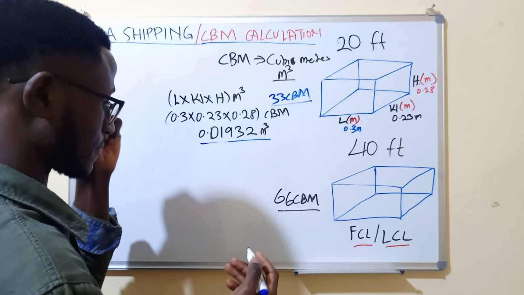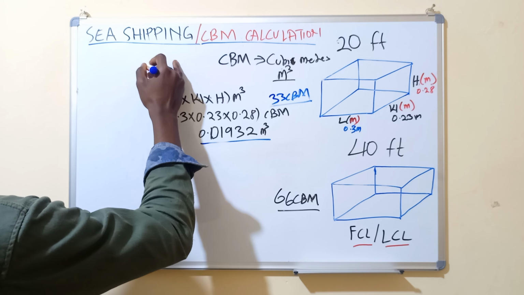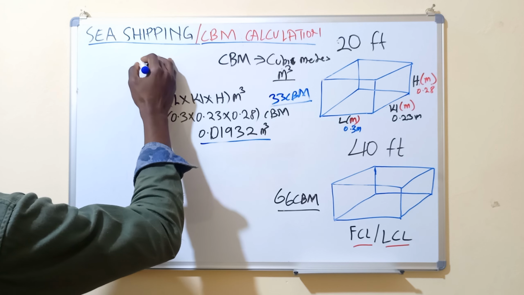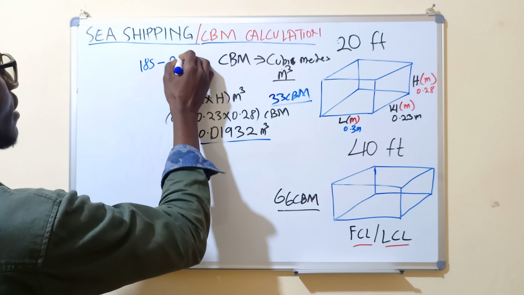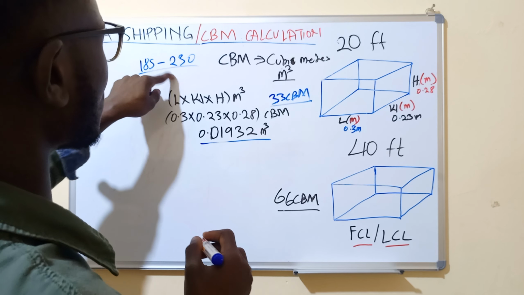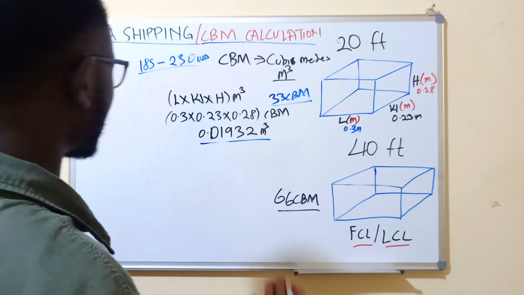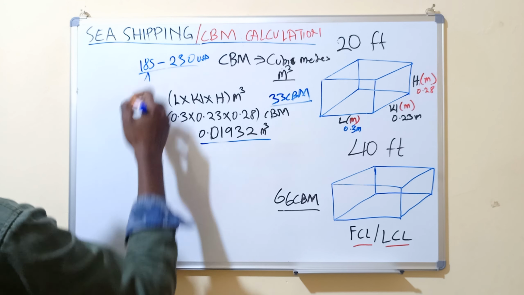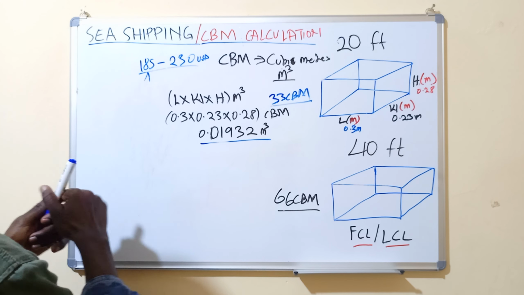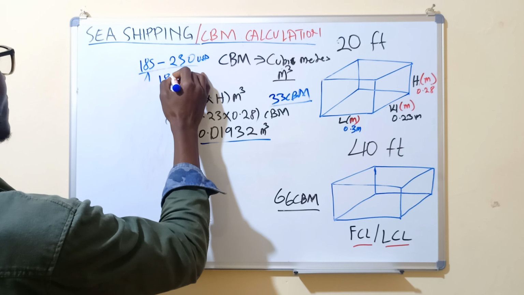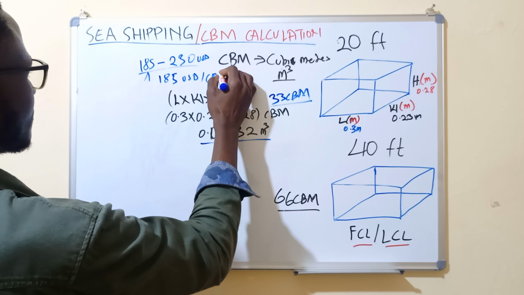But I'll give you a rough range of how much it will cost in the industry. Importation. Roughly, you may find most of them ranging between 185 USD to something like 230 US dollars per CBM. Now, let's take for instance, you've brought a good amount of goods, and then you land a good deal of maybe 185 USD per CBM.